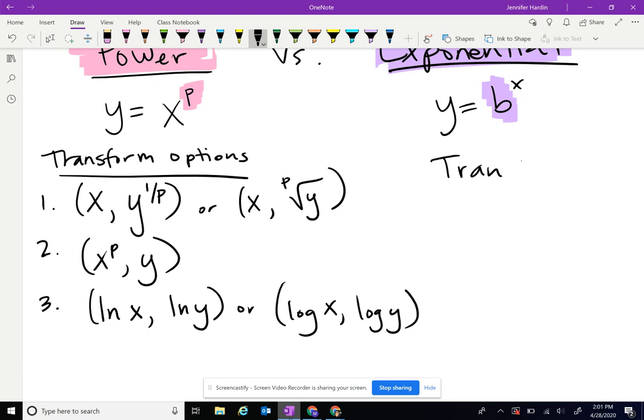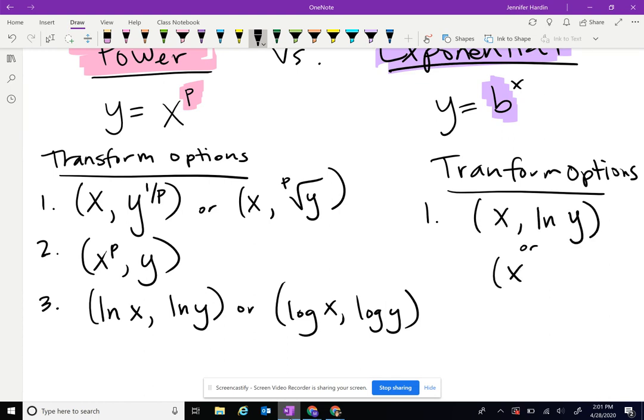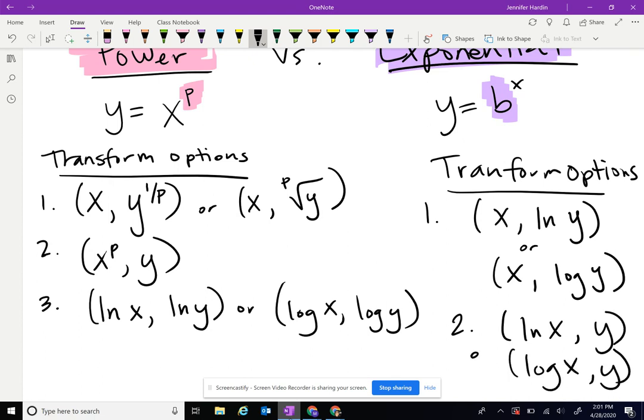Today, our transformation options. Our first one, and the only one that we really saw, was taking the natural log or log of just y. Our second option would be doing just the natural log or just the log to the x's. And again, it really just depends on where you see the drastic change in the numbers. If I saw the drastic change in the numbers in the x column, I would do the natural log or log of the x's. Okay.